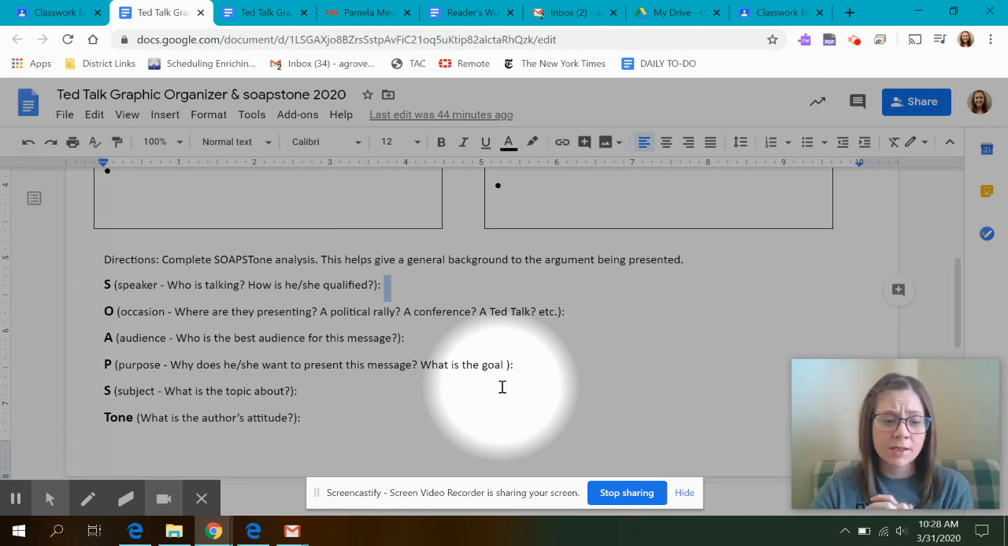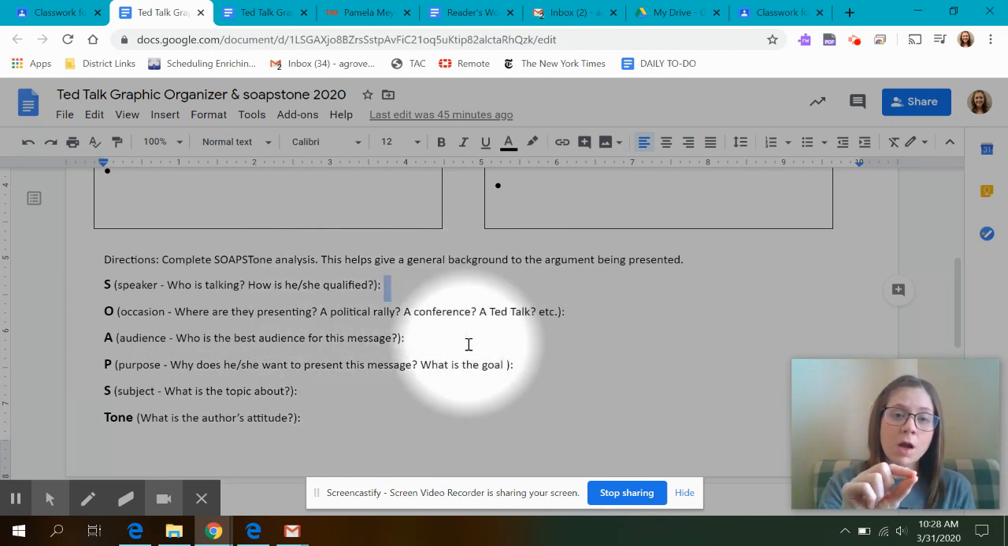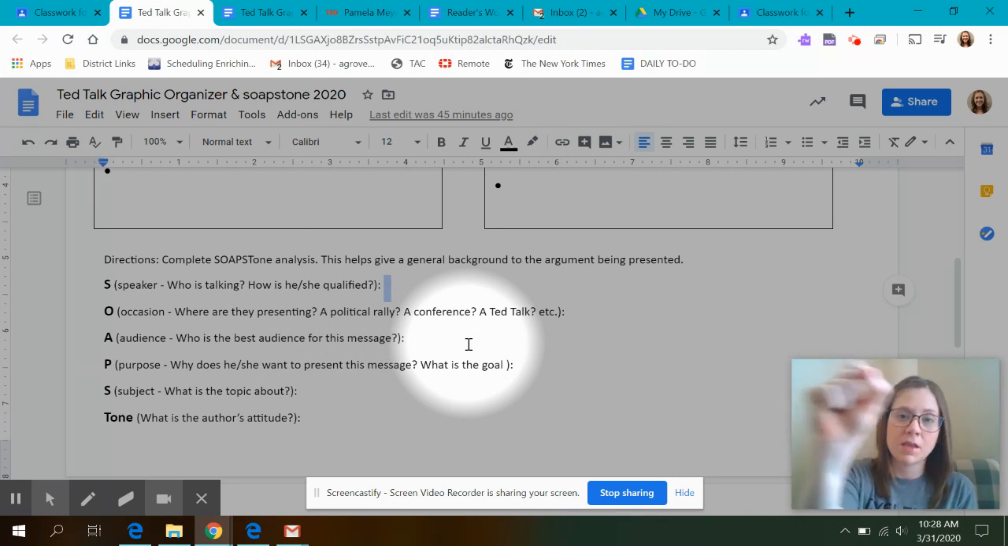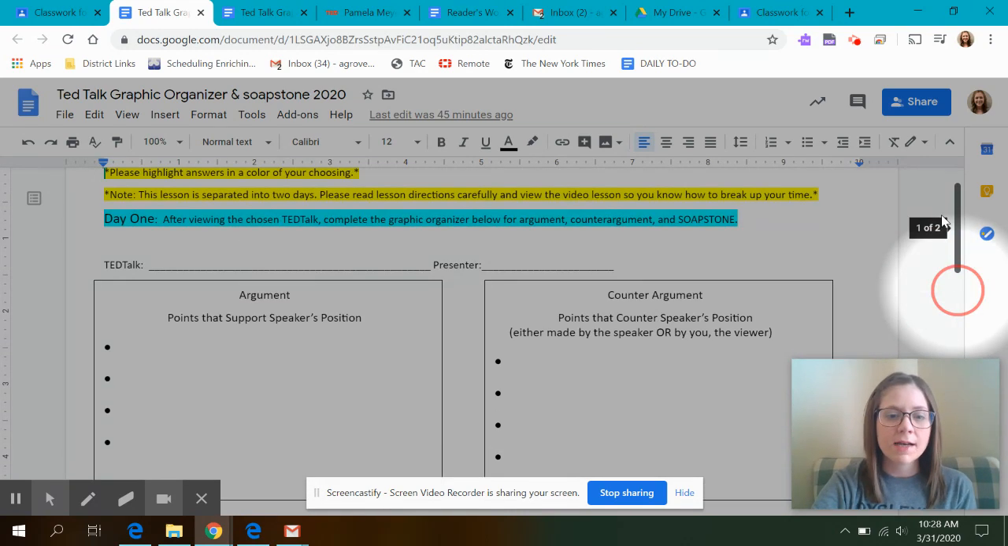S is for subject, which is what is the topic about? That's really broad. And then finally is tone. What is the author's attitude? You should use a tone word. You can find those in your tone and mood notes. So you're going to complete soapstone. They can be in really short sentences, but it should be more than a 1-word answer. So you're going to complete soapstone on this page. Make your font really small if you need to, but you want this whole page to stay on this 1 page. So don't write so much that your page extends onto the second page. So that is your task for today.